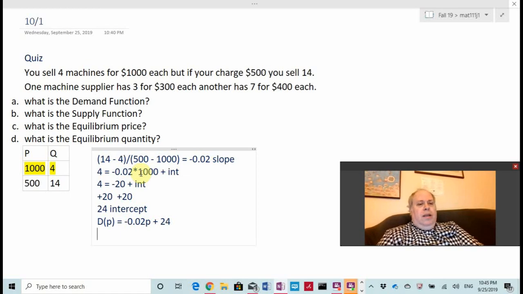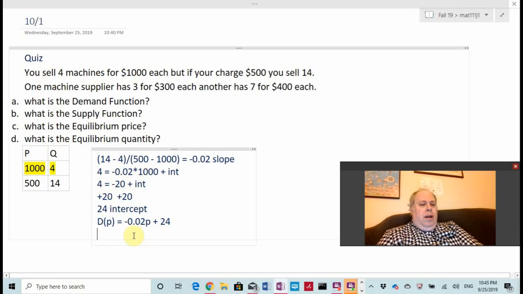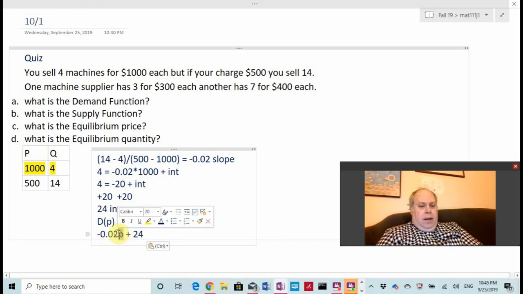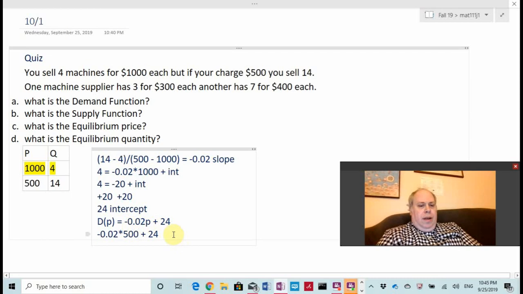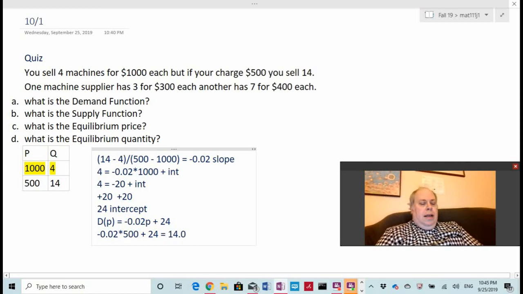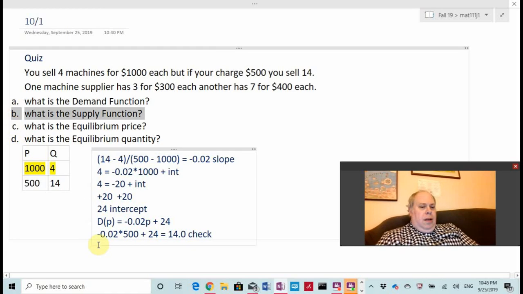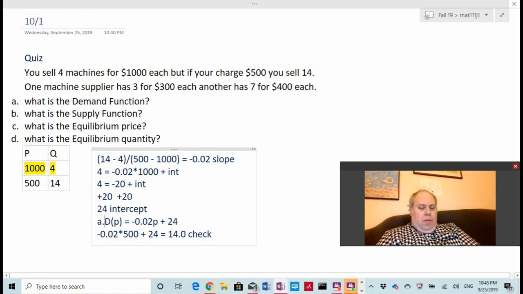Now, this is going to be part of this big problem, so I'm going to check my work by plugging in $500. I'll take this formula, make a copy of it, and put in times 500 and 14, which is this number, so it's a check. That's all I need. So that's my price quantity table, and this is my answer to part A.